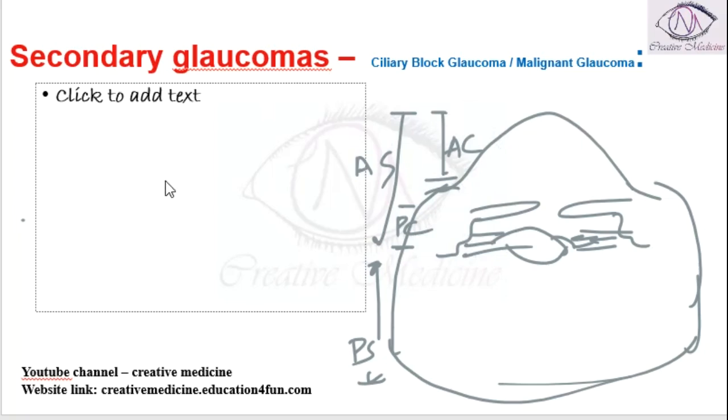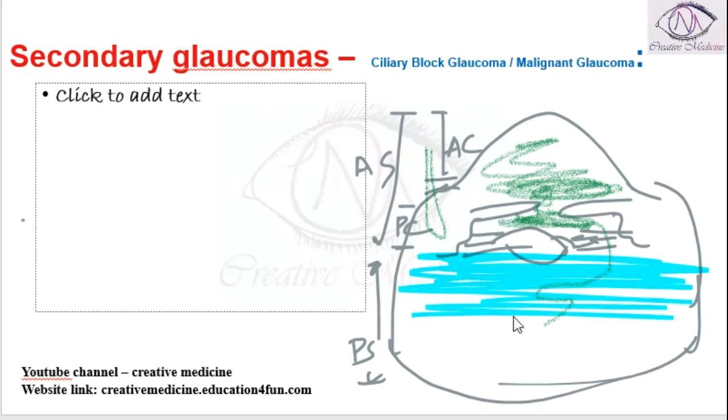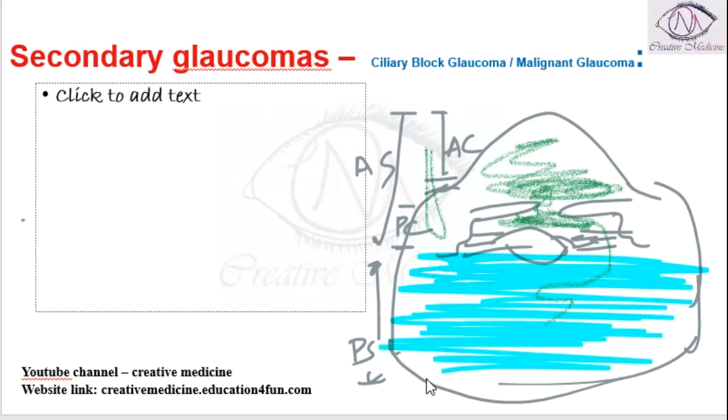But after doing a cataract surgery or a trabeculectomy surgery, removal of cataract, the aqueous humor which is present in the anterior chamber and the posterior chamber, that is in the anterior segment, will enter the vitreous. The vitreous chamber is filled with vitreous humor.